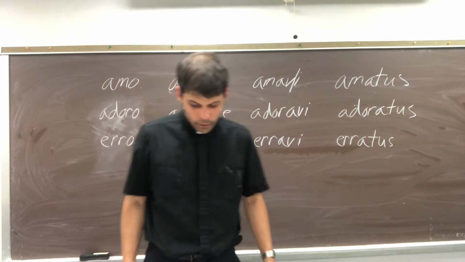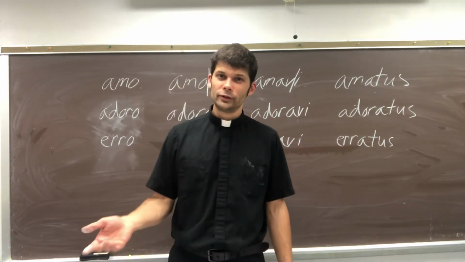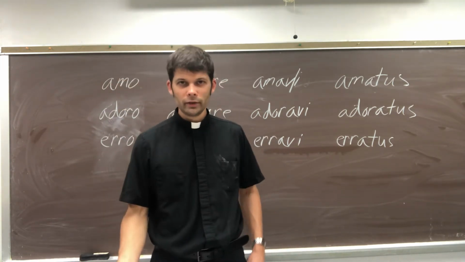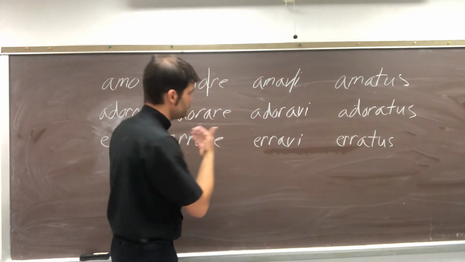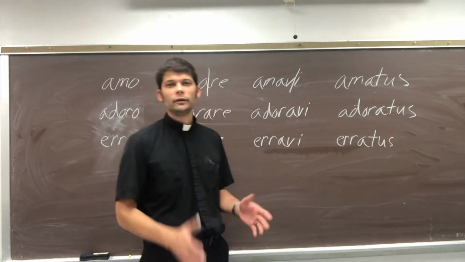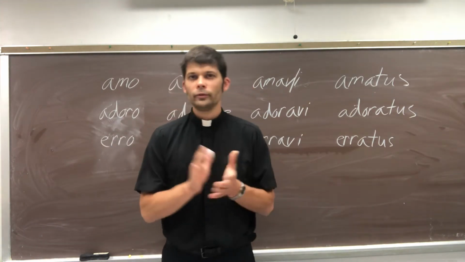All right, remember all your endings: o, s, t, mus, tis, nt, bam, bas, bat, bo, bis, bit, all the endings in the present system. And in the perfect system: i, isti, it, imus, istis, erunt.